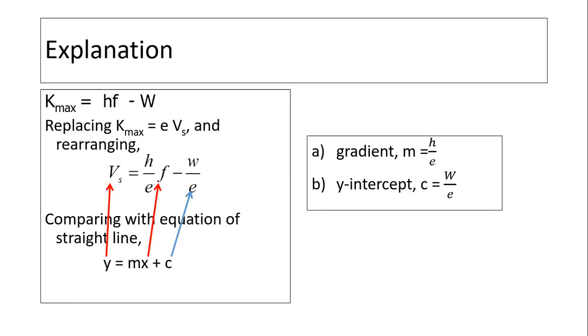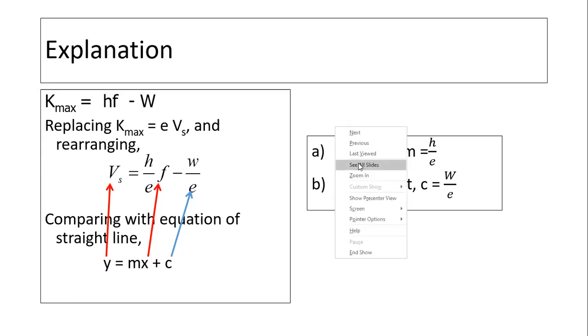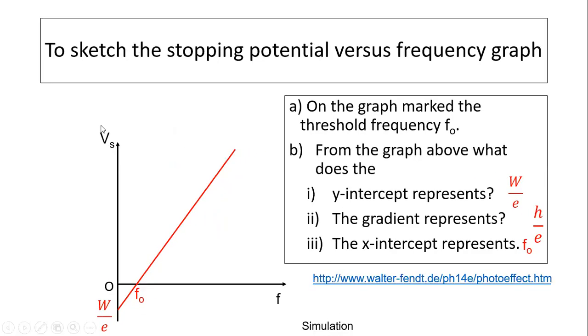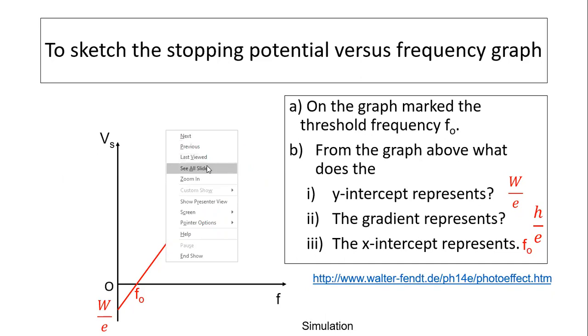We are more or less completed. Anything not clear? Oh, so you divided it by E, teacher. Yes, we are plotting a different graph, so you must use your knowledge. We are plotting Vs. We are not plotting kinetic energy. So now we have to rewrite the equation. That's what you have to do.